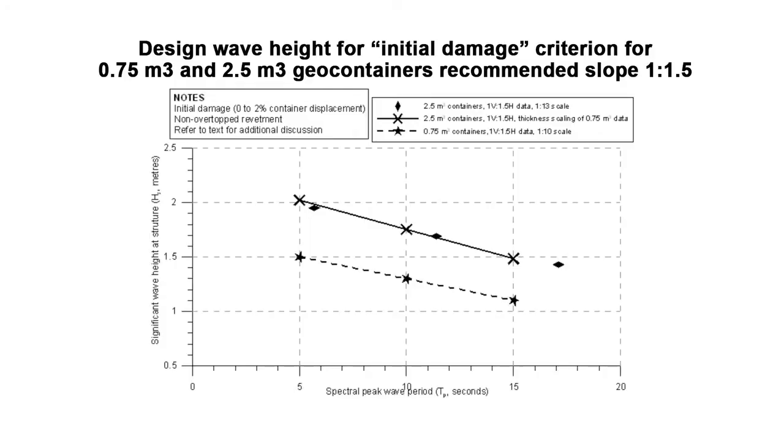If we go to the 2.5 cubic metre units, they can withstand a wave between about 2 metres and 1.5 metres. So even though we go for a much bigger volume container, we don't get a substantial increase in wave height, but we do get an incremental increase in wave height.